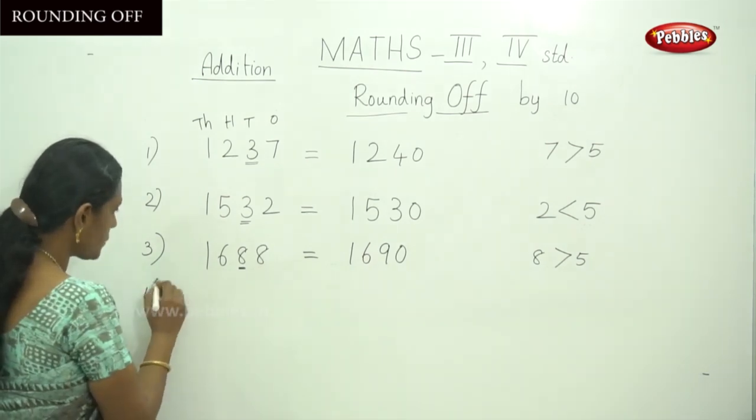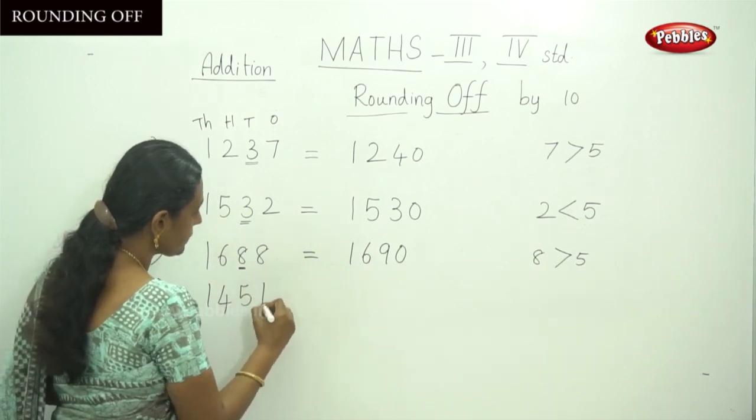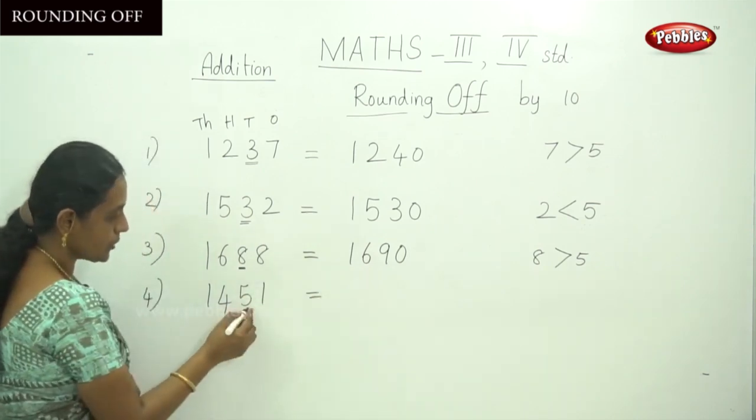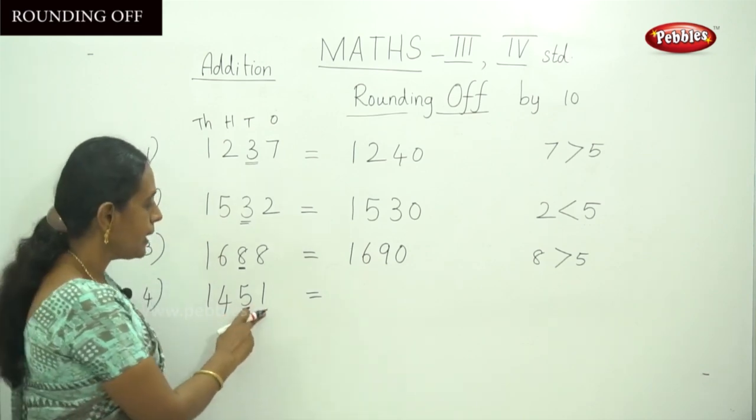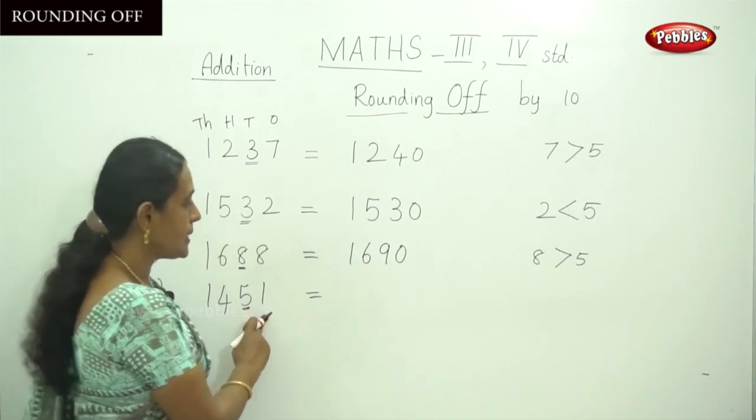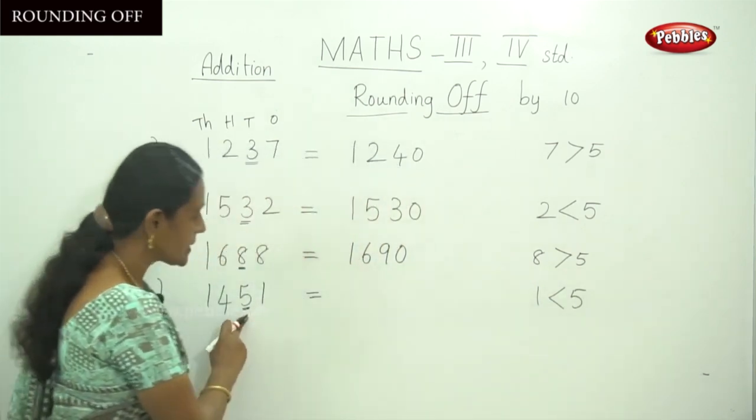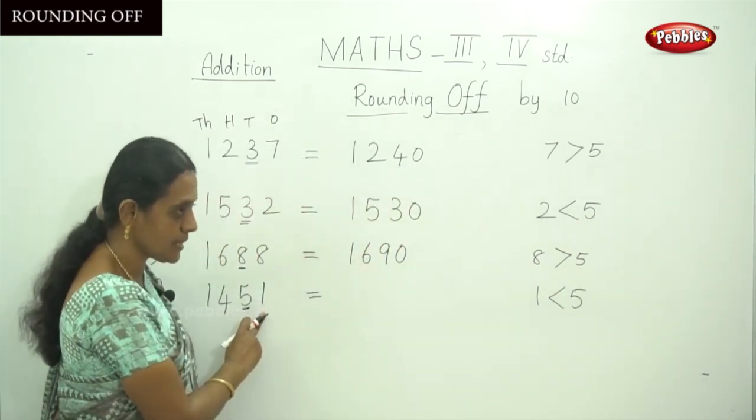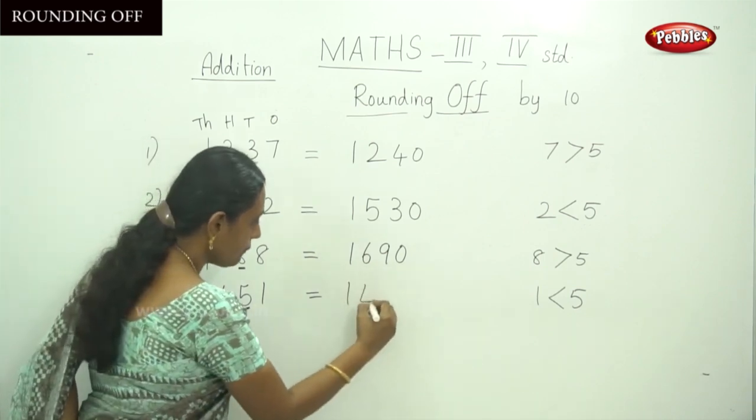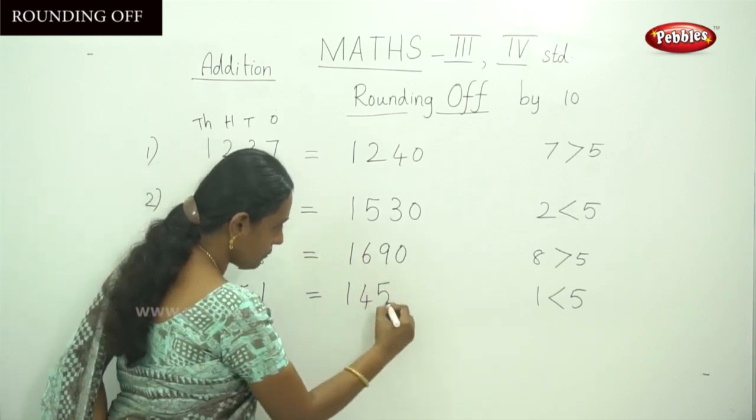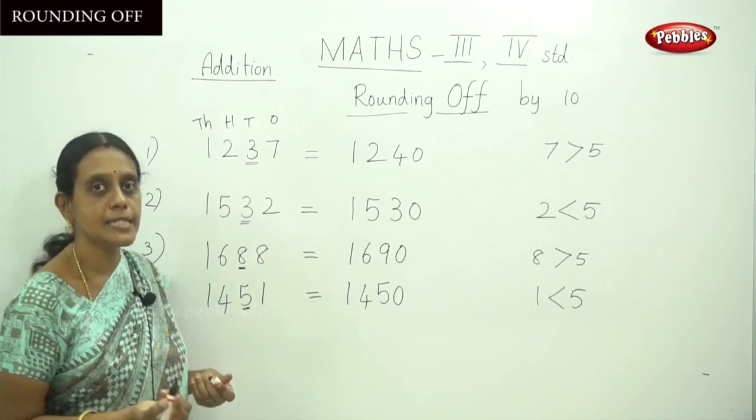And one more example for you children, that is 1051. Similar to that, this is the tens place number. Here the tens place number is 5, children, and the last number is 1. 1 is lesser than 5. So write down the same 10. If the last digit is lesser than 5, write down the same 10, children. So that is 1050, the same 10 means write down the 50. So this is rounding off by 10.